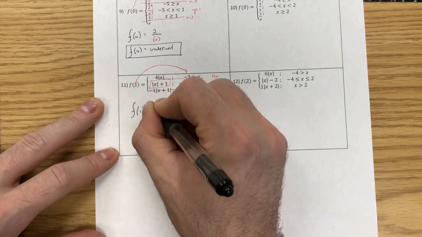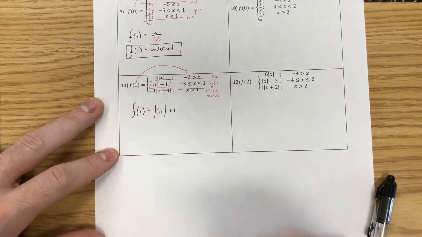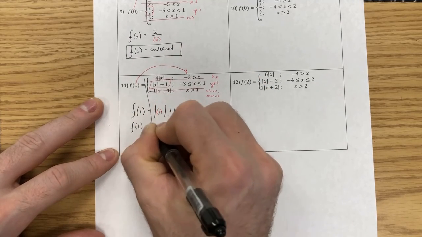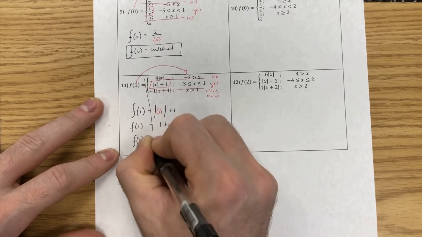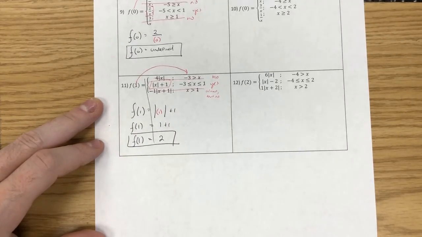F of 1 is equal to the absolute value of 1 plus 1. So f of 1 is equal to 1 plus 1. F of 1 is equal to 2. Boom. There we go. And that's it.